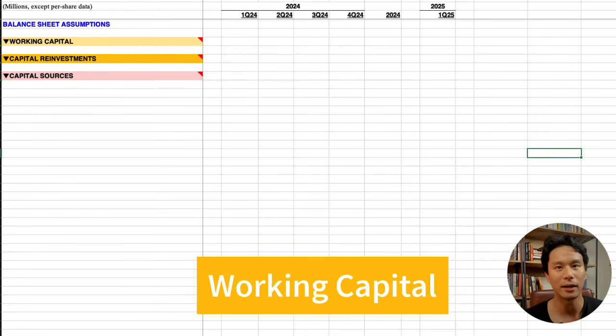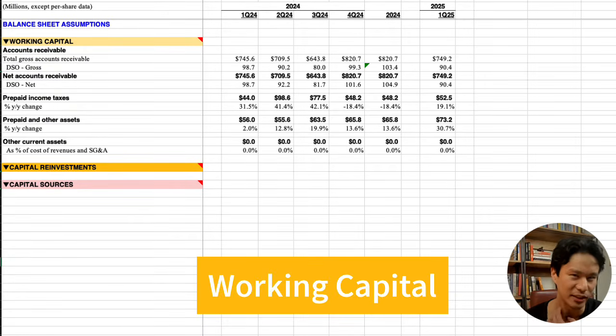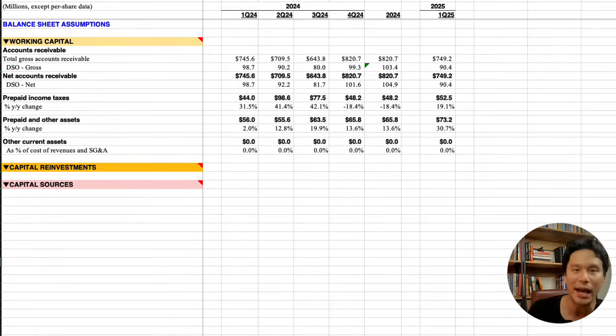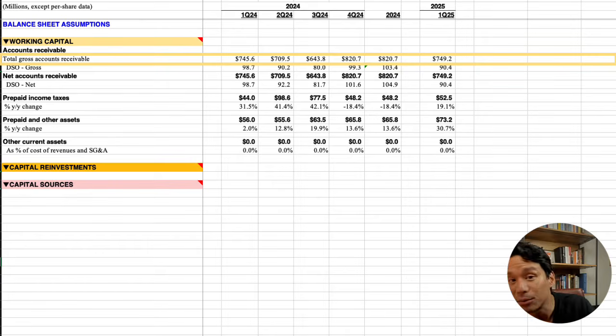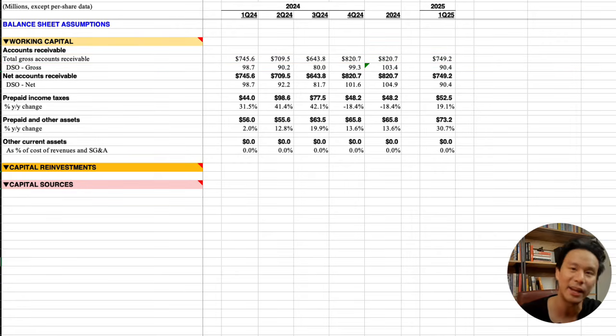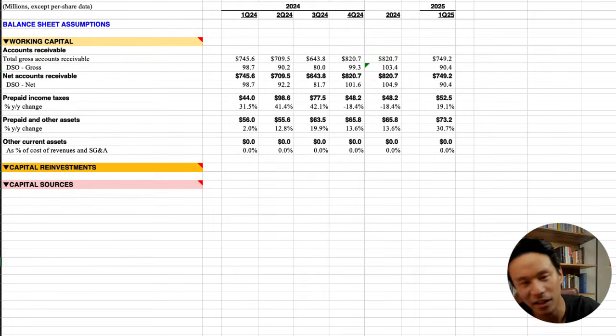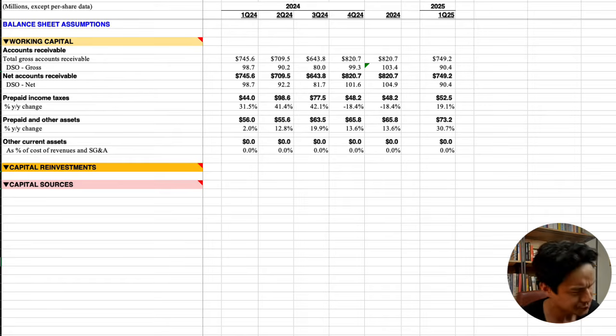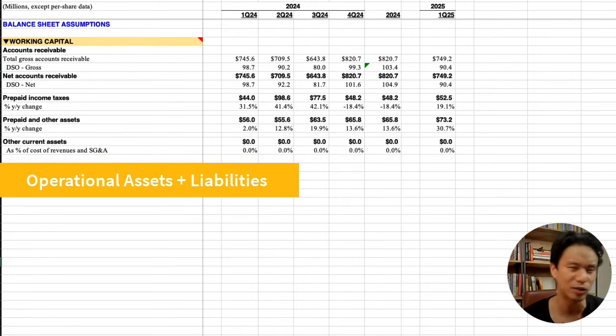Now, from a working capital standpoint, I'm just going to be very brief on this because it's not super important usually for a company. But working capital are things like accounts receivable, so how long it takes to get money from your customers. Also accounts payable, so if you're paying your suppliers, maybe you pay them on credit, like you pay them over time. And so all of these are also called operational assets and operational liabilities, and they're usually current assets, current liabilities.